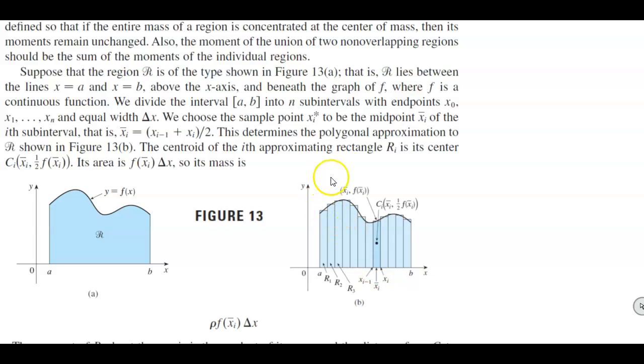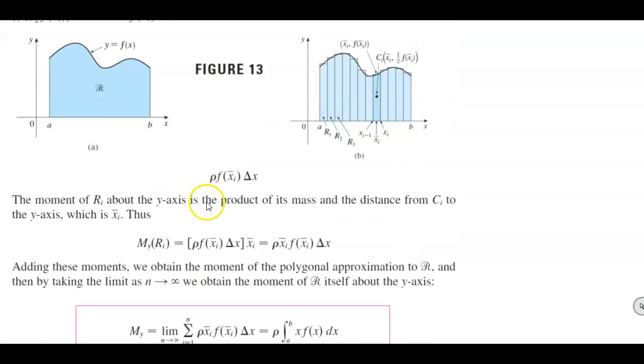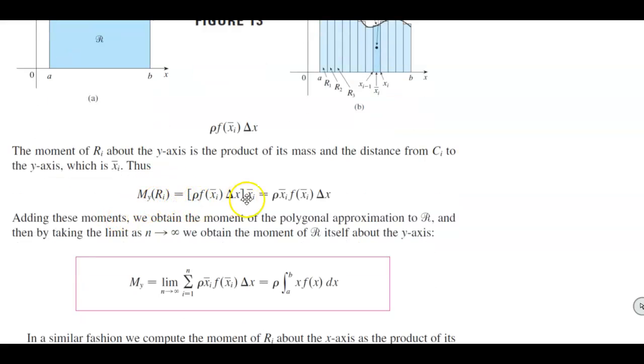The centroid of the ith approximating rectangle is its center, and so its area is f of x bar times delta x. So its mass is rho times f of x bar times delta x. Now the moment of the region about the y-axis is the product of its mass and the distance from c subscript i to the y-axis, which is x bar.